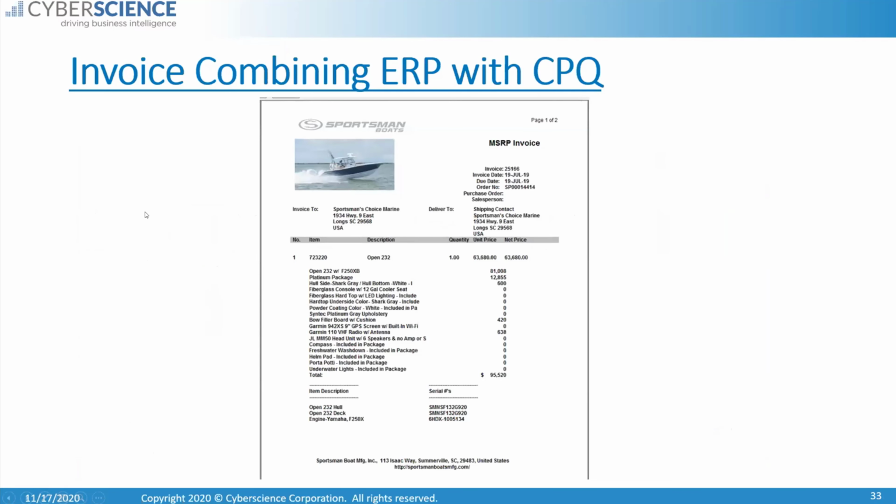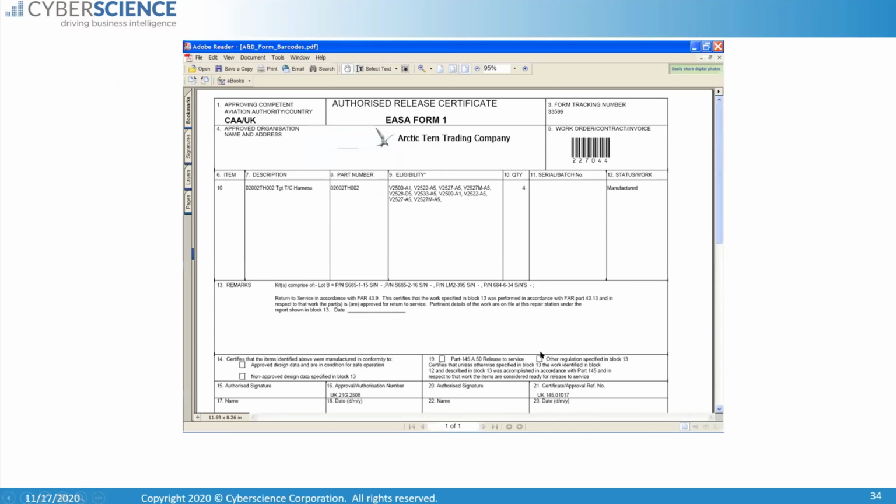Here's an example of an invoice combining an ERP with CPQ. So it's going through and just creating an invoice. This was all done with Cyberquery, this entire thing. Logo, grabbing a picture, and this is actually a report, pulling the information out of the systems.